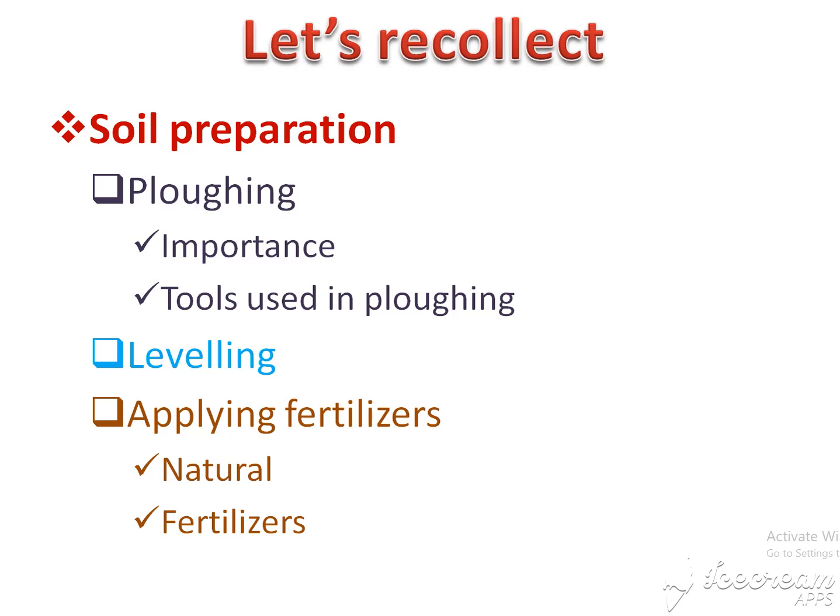Then the second step is leveling. After plowing the soil, to crush the big lumps of soil, the farmers have to level the soil with the help of a leveler or plank. Then the third one is applying fertilizers. The fertilizers may be natural fertilizers or chemical fertilizers.